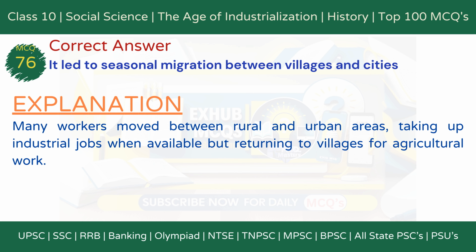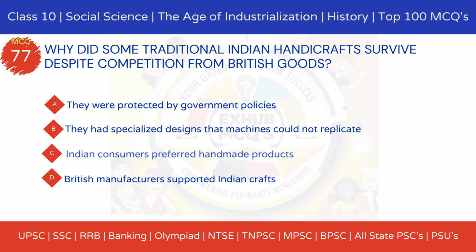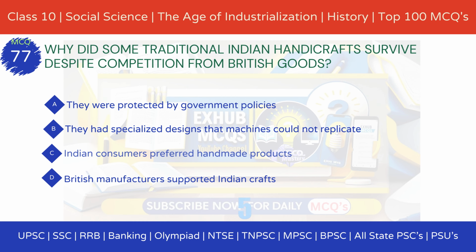MCQ 77. Why did some traditional Indian handicrafts survive despite competition from British goods? Option A. They were protected by government policies. Option B. They had specialized designs that machines could not replicate. Option C. Indian consumers preferred handmade products. Option D. British manufacturers supported Indian crafts.